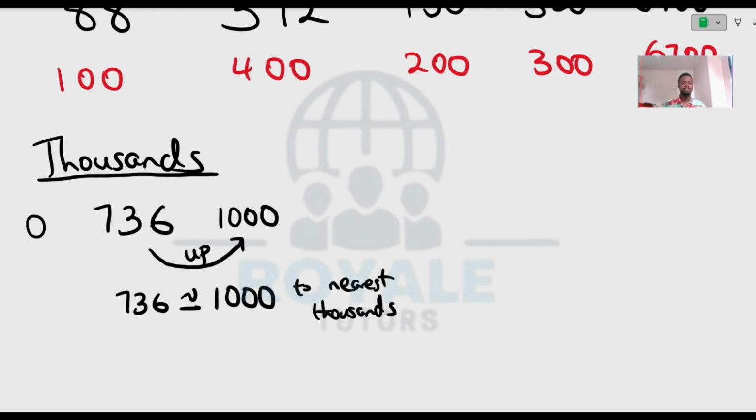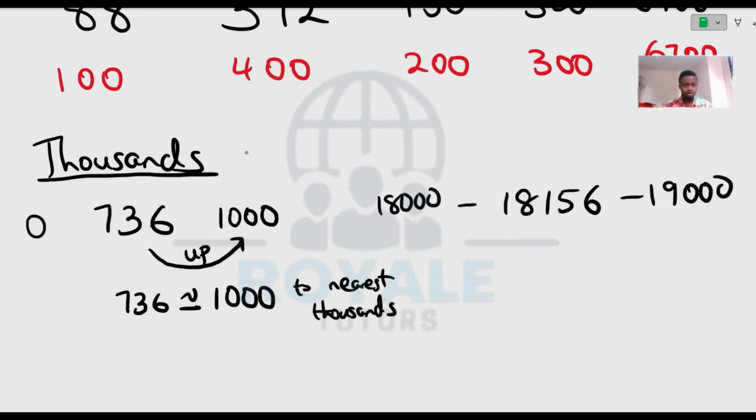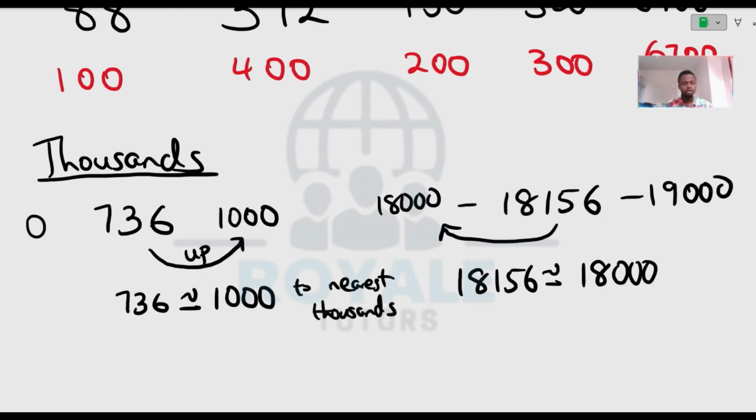If you have another one, let's say you have 18,156. You want to know whether this is closer to the next thousand, which is going to be 19,000, or 18,000. Looking at it, basically, it is in between 18,000 and 19,000, and it's closer to 18,000. That means 18,156 is approximately 18,000 to the nearest thousand.